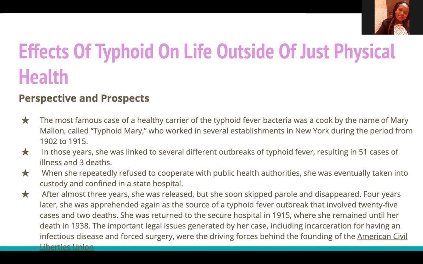In those years, she was linked to several outbreaks of typhoid fever, resulting in 51 cases of illness and 3 deaths. When she repeatedly refused to cooperate with public health authorities, she was eventually taken into custody and quarantined in a state hospital. After almost 3 years, she was released, but she soon skipped parole and disappeared. 4 years later, she was apprehended again as the source of a typhoid fever outbreak that involved 25 cases and 2 deaths. She was returned to the hospital in 1915, where she stayed until she died in 1938.